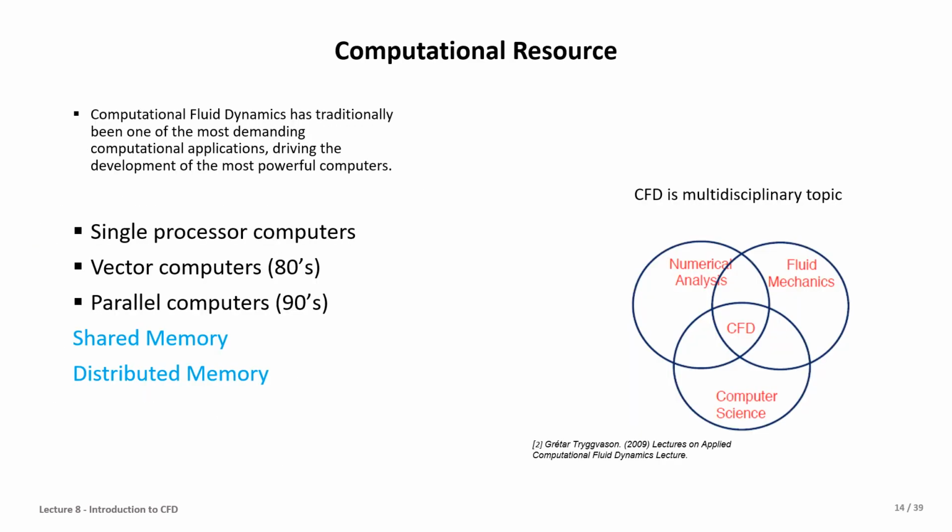Regarding the computational resource, CFD is a multidisciplinary topic, as we said before. We have numerical analysis, fluid mechanics, and computer science, and all of them together make CFD. The computation of fluid dynamics has traditionally been one of the most demanding computational applications, driving the development of the most powerful computers. If we want to mention the computers, we had single processor computers, then vector computers and parallel computers, and now we are using shared memory and distributed memory.